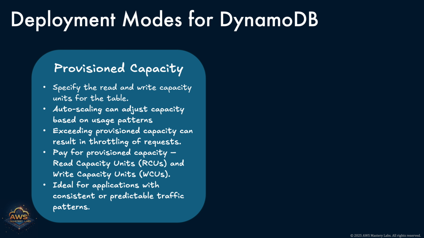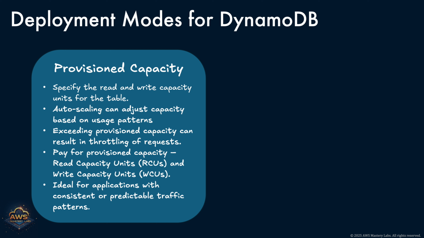In provisioned capacity mode, DynamoDB allows you to define in advance the number of read capacity units, RCUs, and write capacity units, WCUs, that a table or index should support. This means you're explicitly setting the throughput the system is expected to handle, and you're billed based on the capacity provisioned, whether or not it is fully consumed. This model is particularly advantageous when you have a good understanding of your application's workload patterns and can estimate traffic volume ahead of time.